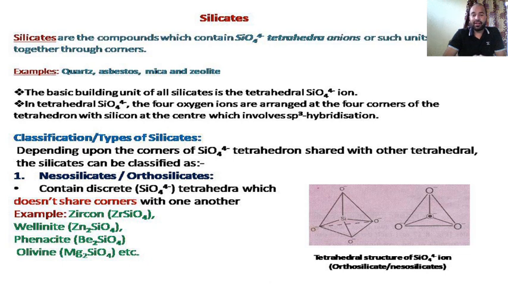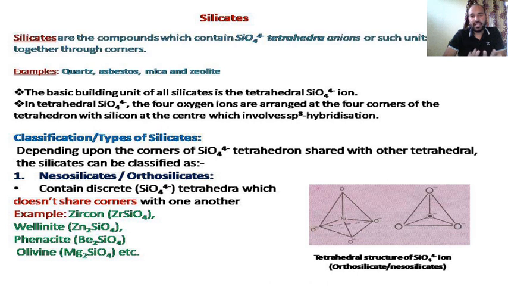So depending upon the number of corners of this tetrahedral unit, or the number of oxygen atoms shared with other neighboring SiO4 4- tetrahedra, we can classify the silicates into 6 categories. Number 1 is nesosilicates or orthosilicates.